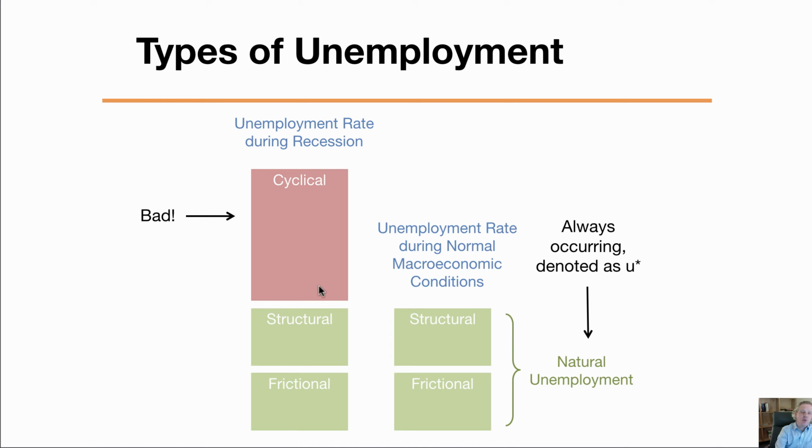That's structural unemployment. But this is the part caused by the fact that the macroeconomy is just not doing very well. Businesses are going bankrupt, and people are losing their job. That's this cyclical part, all right?